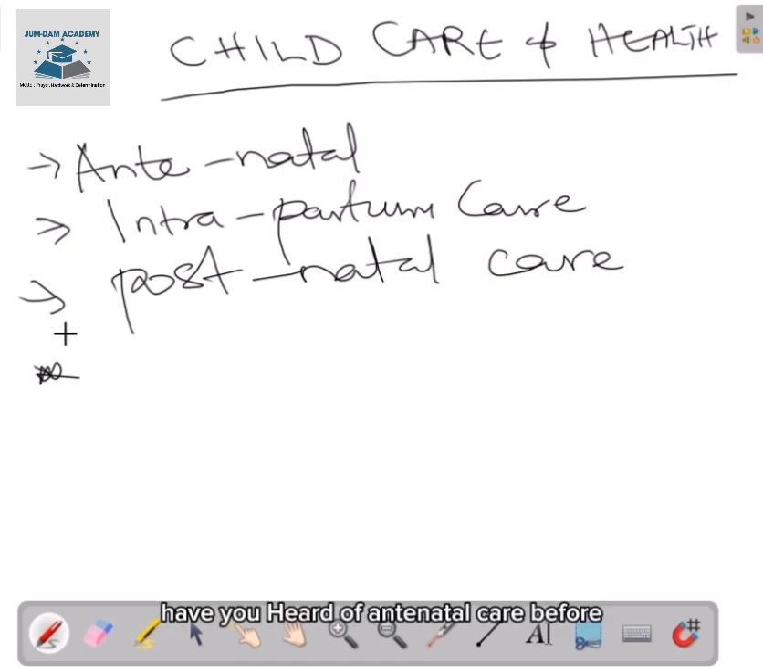Have you heard of antenatal care before? Maybe from your parents or from your neighbor or from your schools or from anywhere. Have you heard about antenatal care? Antenatal care is the type of care given to the mother and the unborn baby, or the care given before the birth of the baby. Antenatal care is the care given to the mother and the baby before the delivery. That is the meaning of antenatal.